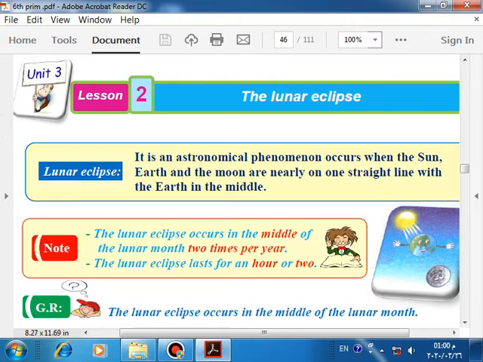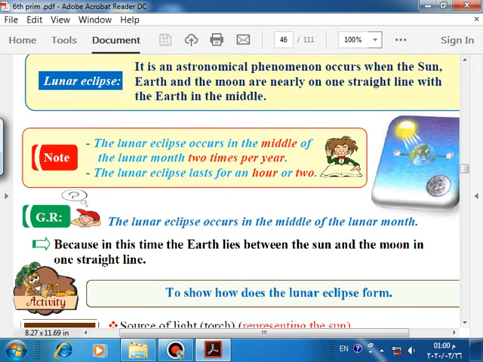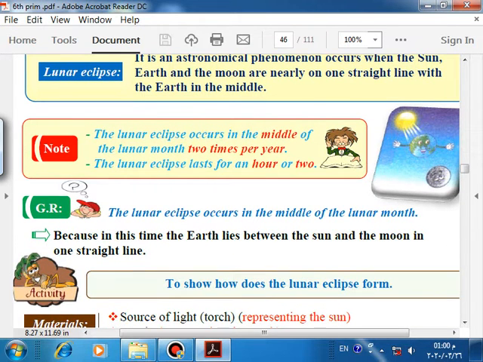The lunar eclipse occurs in the middle of the lunar month. Why in the middle of the lunar month? Because in this time the Earth lies between the Sun and the Moon in one straight line.